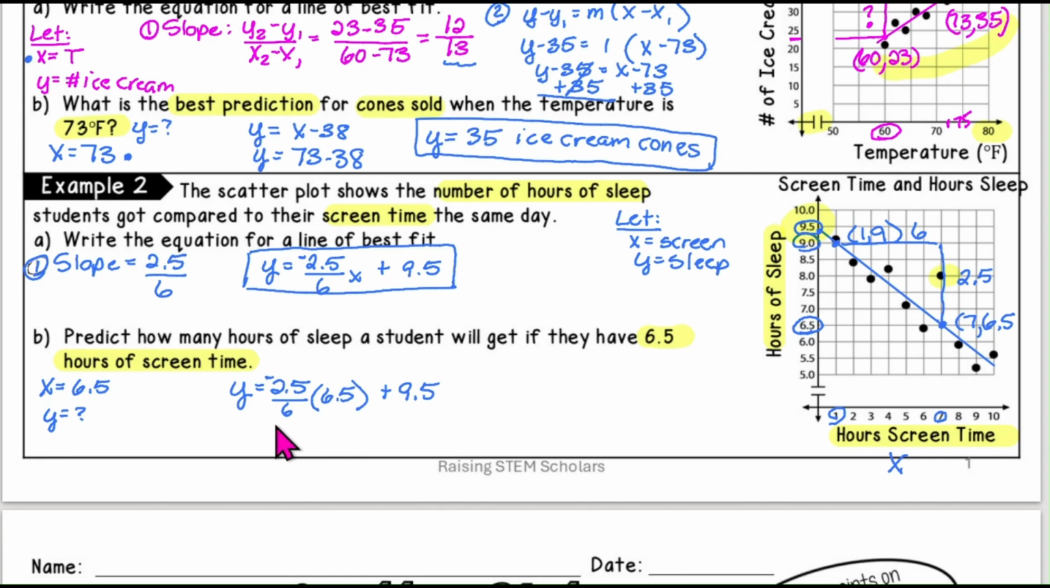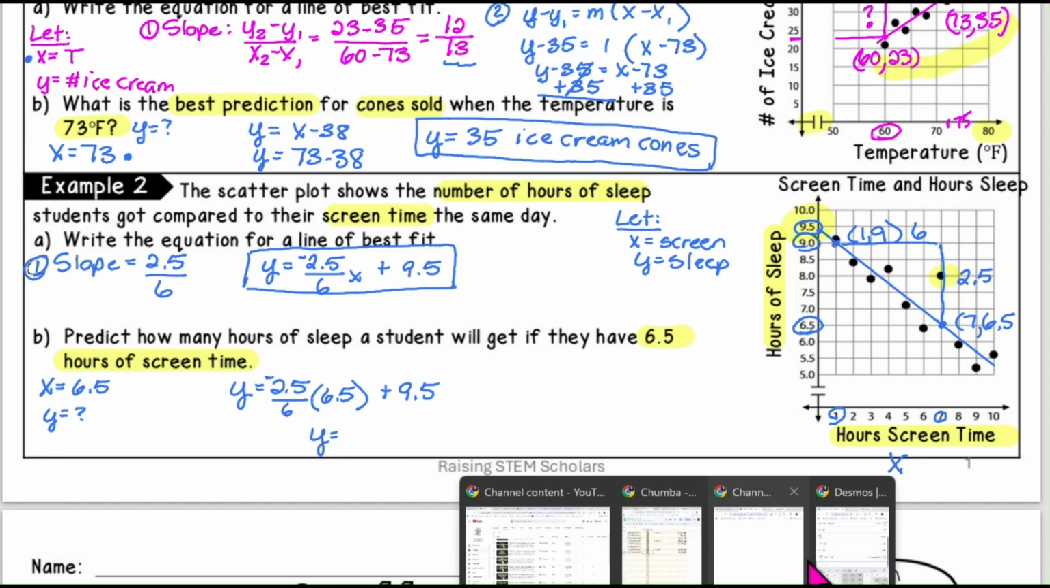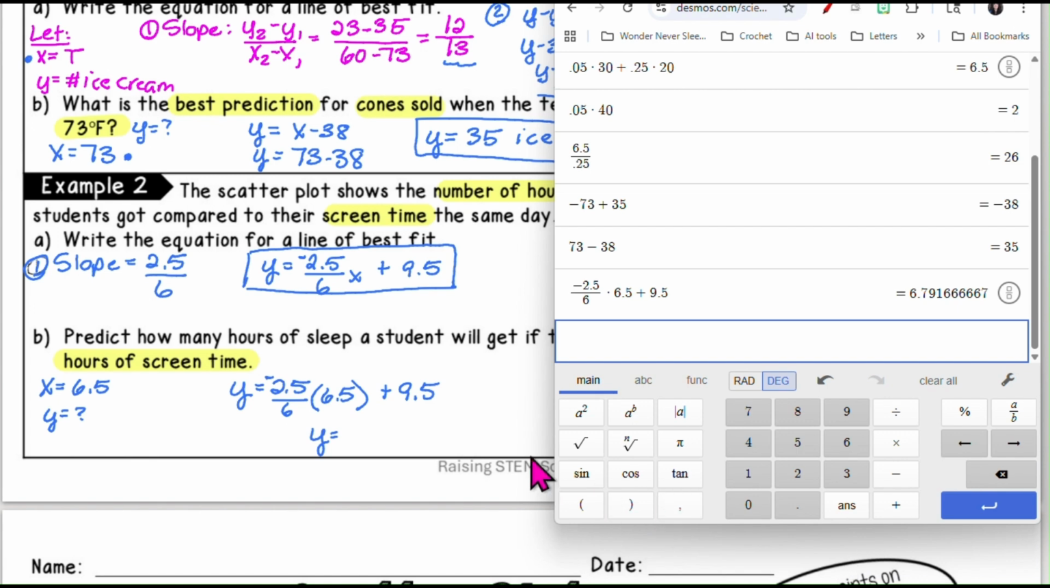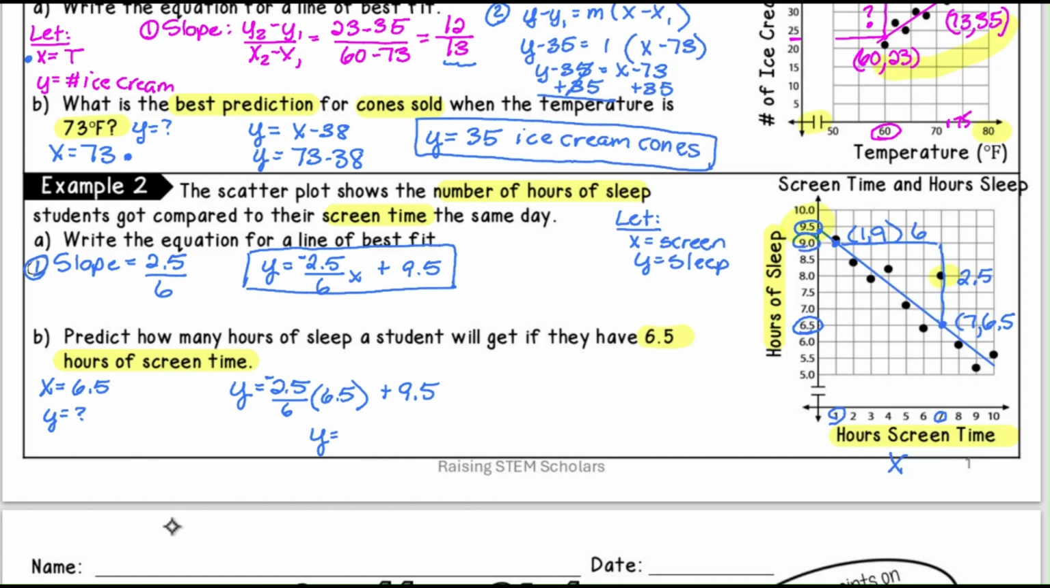In my drawing board, cord just fell out. Okay, so we got y, I already forgot what it was, 6.79 hours sleep. That makes more sense, okay?